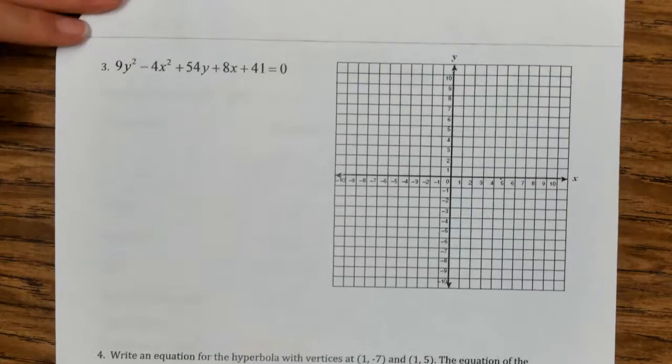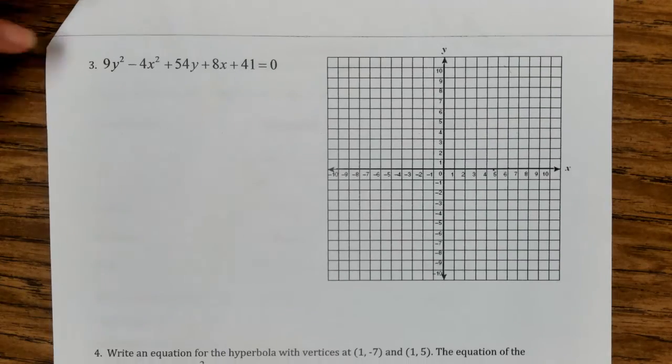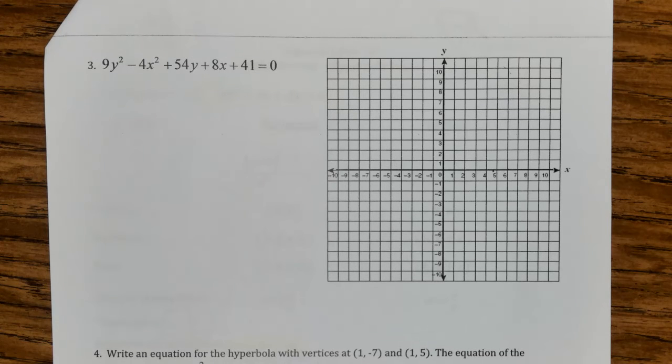Alright, example 3. Notice how your y squared comes first this time. That's going to stay first in your work. So that indicates that I'm going to have a vertical hyperbola here.